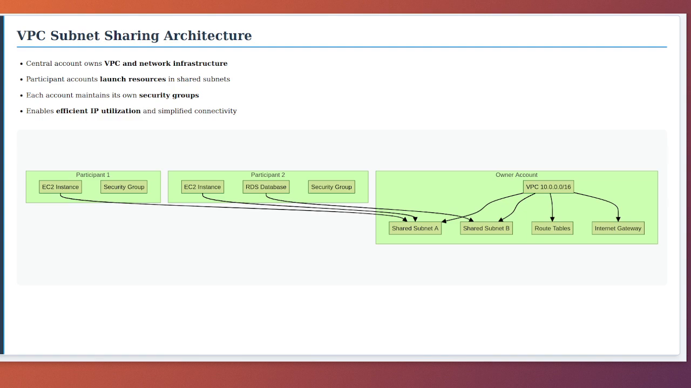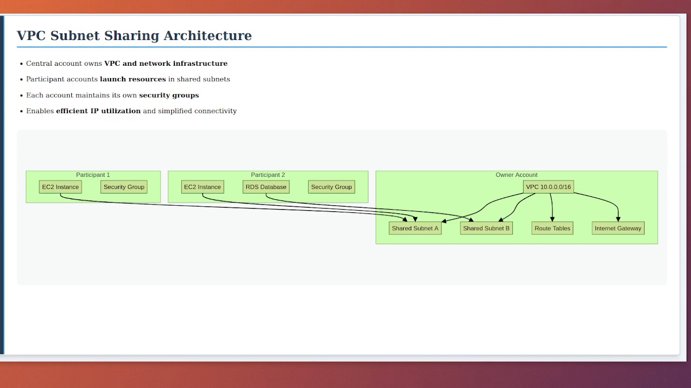With VPC sharing, you create a VPC and subnets in a central networking account. This account owns and manages the network infrastructure including the VPC, subnets, route tables, network ACLs, and Internet or NAT gateways. You then share specific subnets with other accounts, which we call participant accounts. Participant accounts can launch their resources, for example, EC2 instances, RDS databases, Lambda functions, and ECS tasks, into the shared subnets. These resources get IP addresses from the shared subnet and can communicate with other resources in the VPC.